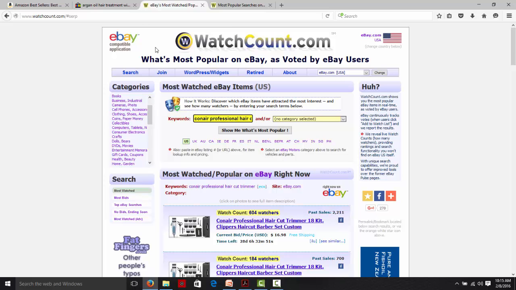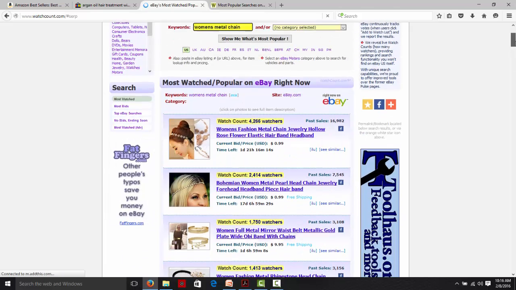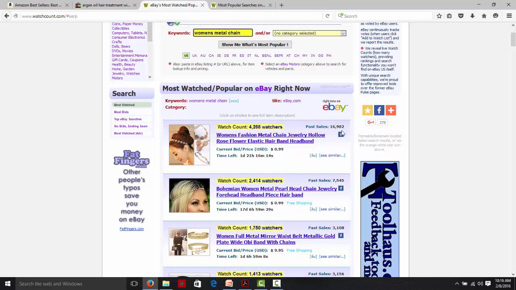One of my most profitable products was a women's metal chain at 99 cents. I'm going to show you the product because I have no problem showing you the products that I sold, because I believe that you have to see exactly what I did. So it was a women's metal chain, and here it is. This one right here was very, very successful, sold almost 17,000 units, and look at the price, like $1, like 99 cents.